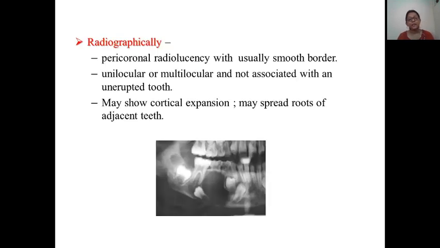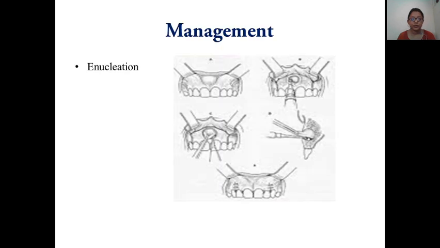Radiographically, we see a pericoronal radiolucency, usually with a smooth border. We find a unilocular or multilocular cyst which is not associated with an unerupted tooth, may show cortical expansion, and may spread the roots of the adjacent teeth or diverge the roots.